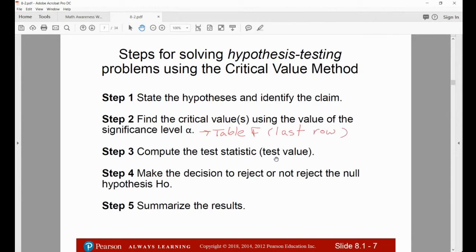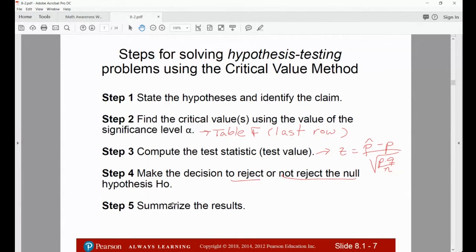Then we need to compute the test statistic, the test value Z, using the formula. You don't need to memorize the formula, but you need to know how to evaluate this in your calculator. Then, if this value falls in the rejection region, we're going to reject the null hypothesis. Or if this value falls in the non-rejection region, then we do not reject the null hypothesis. Those are the two possible decisions, reject or not reject.